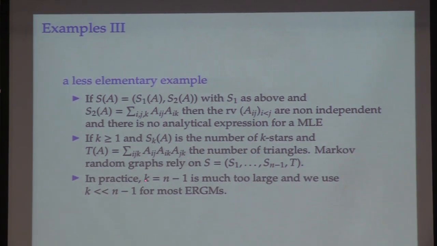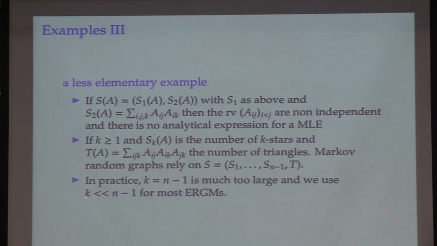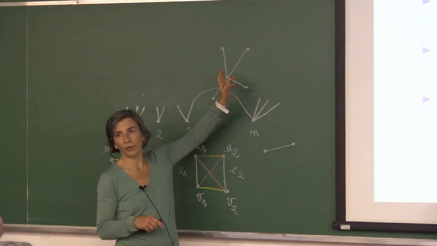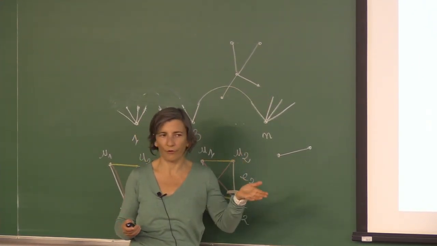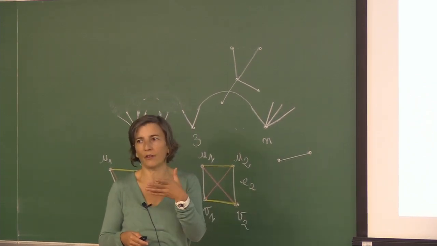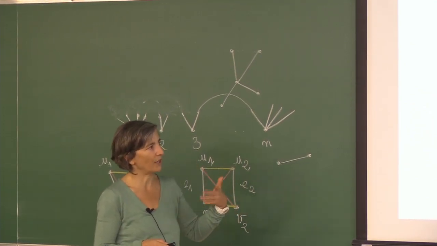So in practice, what you do is that you don't consider this model up to k equal n-1, and you use a very small value of k, like, I don't know, k equals 2, 3 at maximum. And then you look at the number of edges, the number of connected triples, the number of 3-stars, and the number of triangles, and that's all, and that's already very much. And people work with that. Plus covariates, because that's the main interesting point in this exponential random graph model, is that you can add covariates.